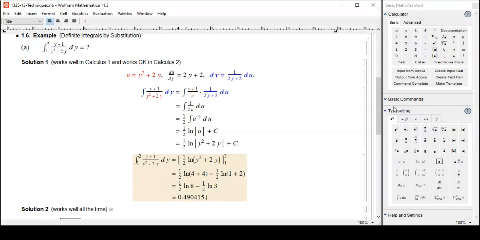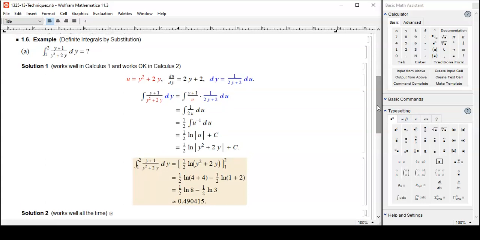It works well with calculus 1, and most of the time it works well for calculus 2 as well. So for us, this is going to be the preferred solution.